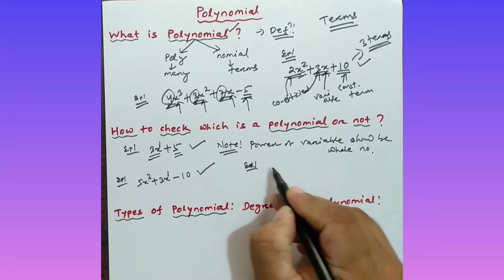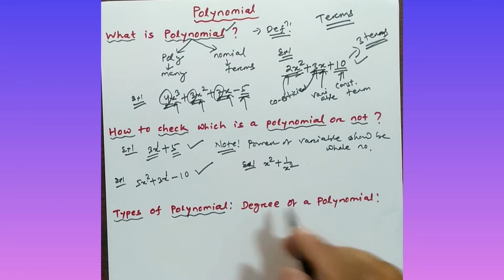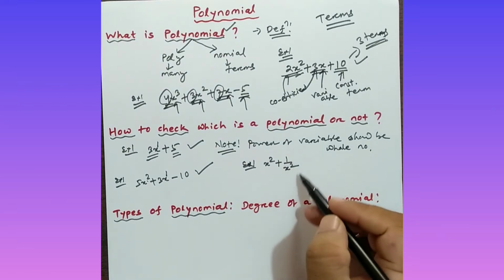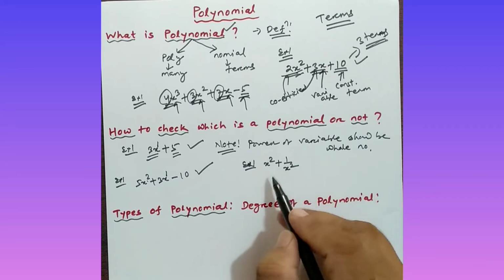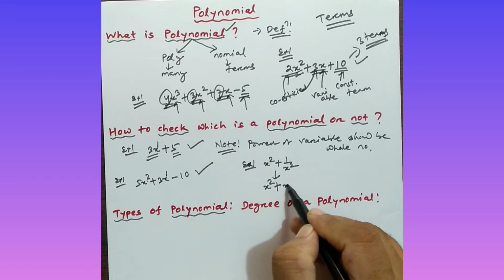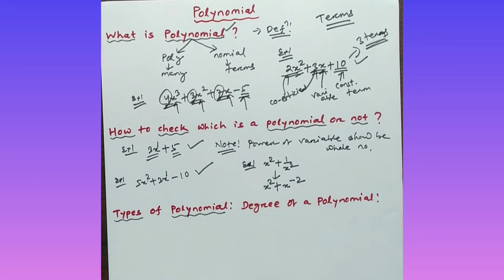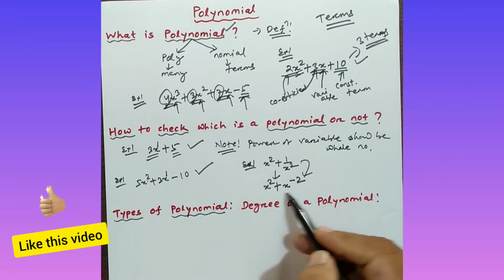Let's suppose I am saying, look at this example, x square plus 1 by x square. Can you please tell me whether it is a polynomial or not? No, it is not a polynomial. How can you check it? It can be written like this: x square plus 1 by x square means x to the power minus 2.